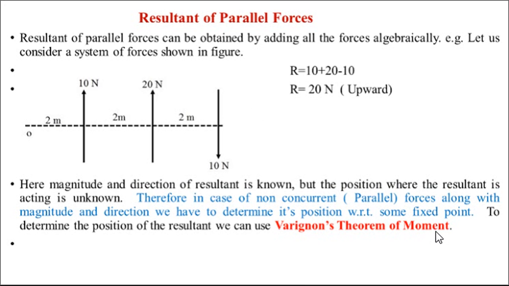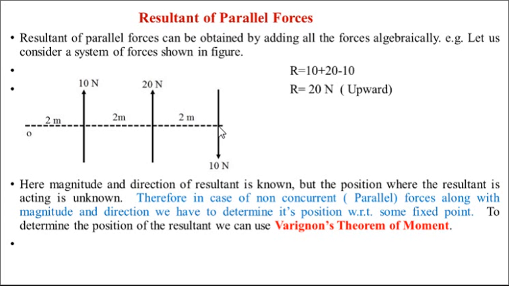What is Varignon's theorem here? Here you can see magnitude and direction of resultant is known, but the position where the resultant R is acting, that is unknown. Therefore, in case of non-concurrent forces, along with magnitude and direction, we have to determine the position with respect to a fixed point. To determine this position, we are using Varignon's theorem of moment. Varignon's theorem, just like in a concurrent force system, says number of forces are replaced by a single force called a resultant. But here the system is non-concurrent, and that's why here moment comes into account.